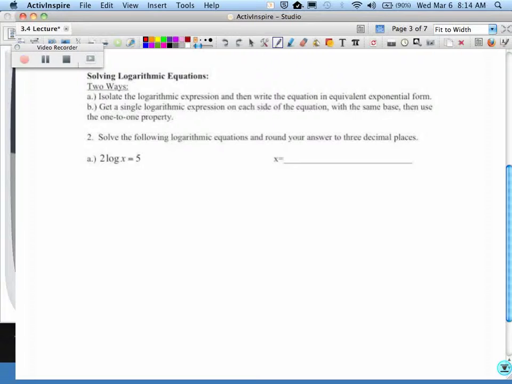Not yet. So dividing by 2 is not right. Okay, so if I divide by 2, I get the logarithm of x is equal to 5 halves, or some of you might write down 2.5. What base are we in?